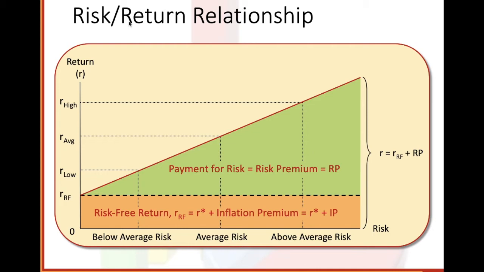So, the risk-return relationship. Okay, so our return is on our y-axis and our risk is on the x-axis. Risk-free return, as long as we're in this area, plus inflation, equals our risk plus inflation right here, the inflation premium. Payment for risk is the risk premium, RP, here. So when we take a look at this, below average risk in this area, average risk in this area, and then above average risk over this area.